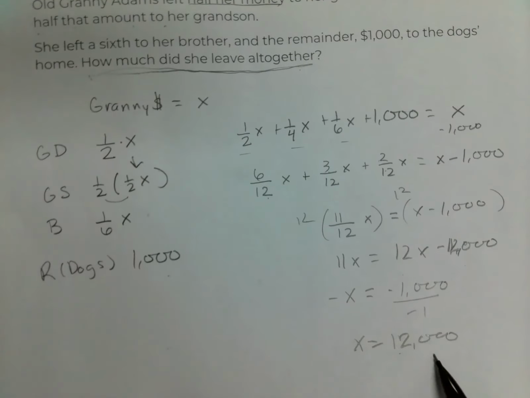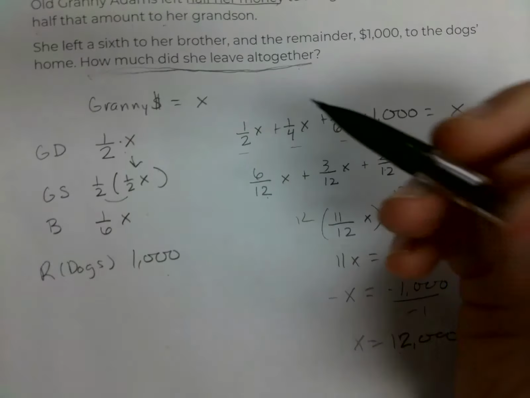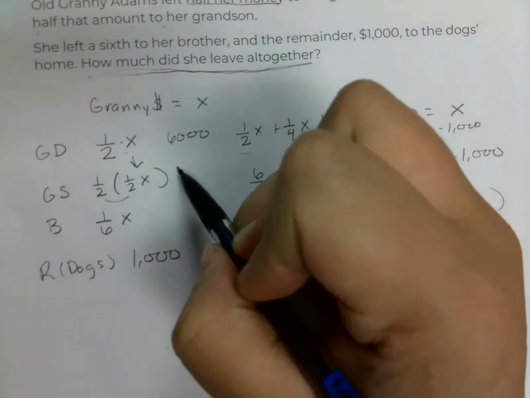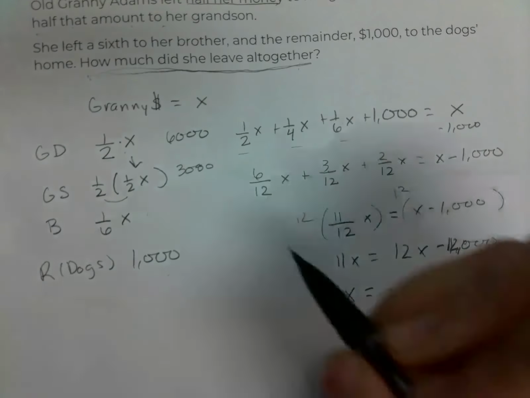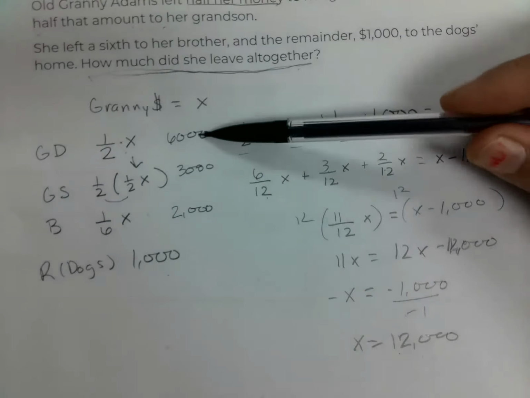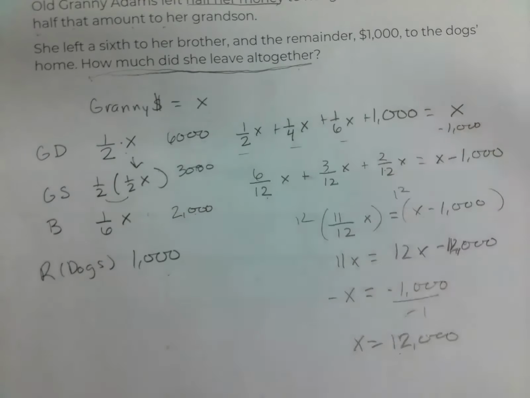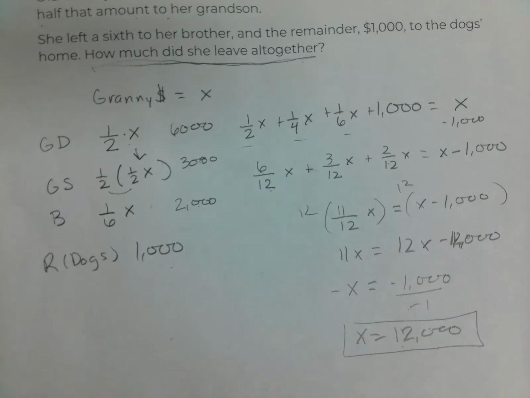If we go back, could we plug this back in and say half of the money would be equal to $6,000? And half of that would be equal to $3,000. 1/6 of that would be equal to $2,000. Does that equal, this would be 9,000 plus 1,000 is 11,000, plus the dogs' 1,000 that equals 12,000. So yes, we saw that Granny's money started with $12,000.